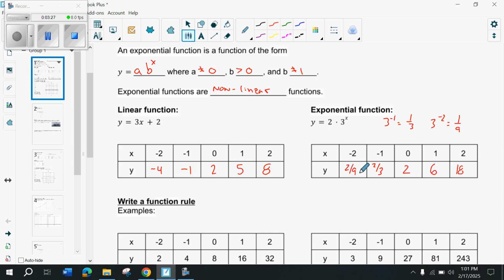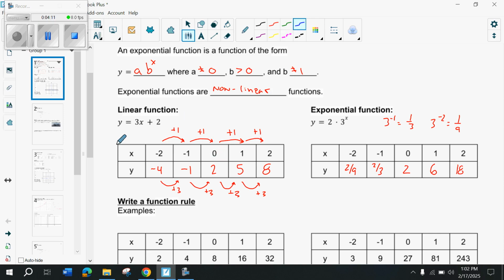All right, I want to analyze this a little bit before we move on to writing a rule for the function. Notice that for my linear function, all of my x's are increasing by 1. My y's are increasing by 3. Increasing by 3 means it's adding 3 to the next one. We can see that when my x value is 0, y is going to be 2.